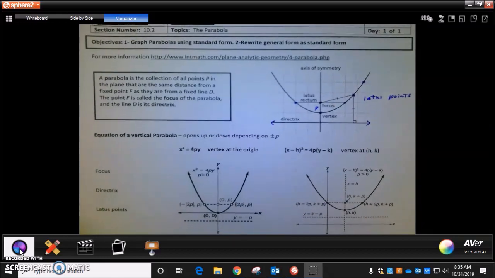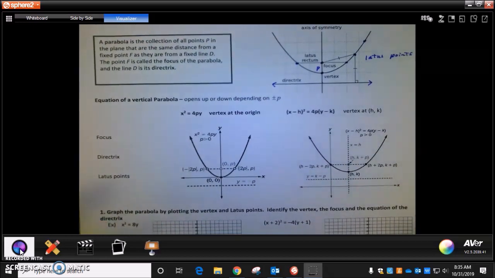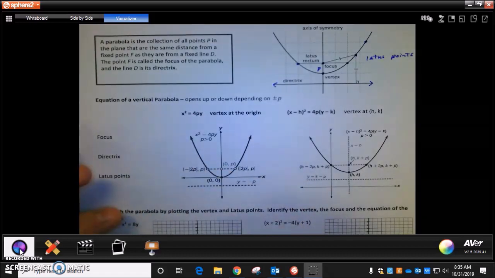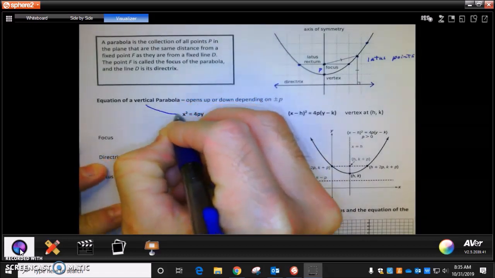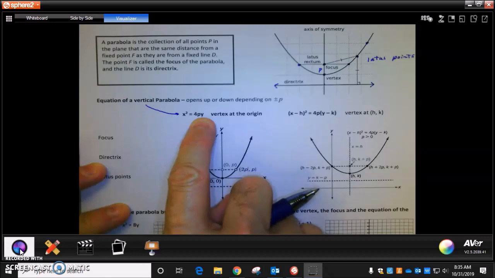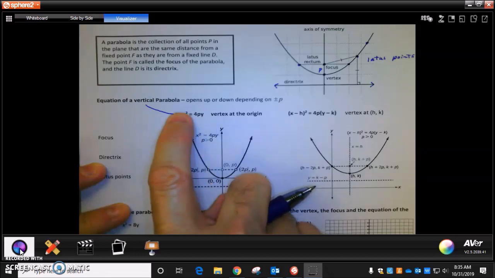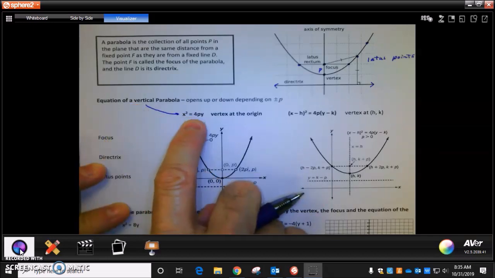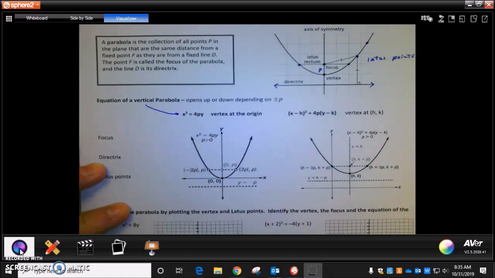Now, if you look down here, you're going to see this is the equation of a vertical parabola. So, vertical. If the x is squared, so notice when you're looking at a parabola, you've got a squared term and then a non-squared term. That's just a plain y. Okay, if the squared term is your x, it is a vertical parabola. So x squared equals 4py. Okay, this is the standard equation for a parabola.